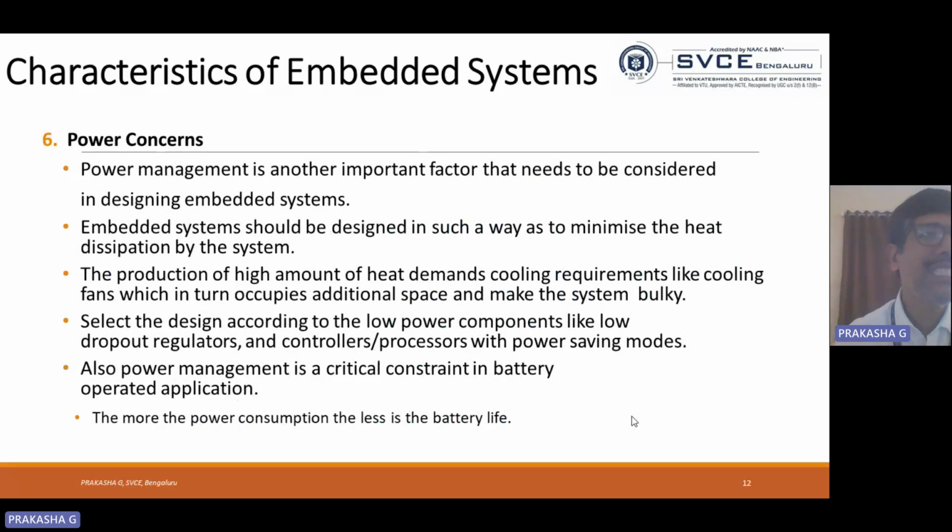So these are all the six different common characteristics of any embedded system which is going to be designed and released in the market itself. So let us move ahead.